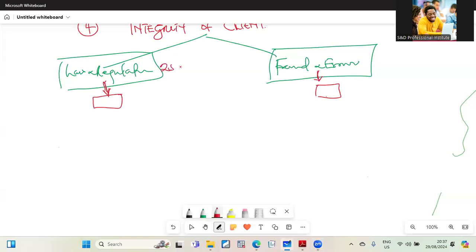This one is ISA 250. This one is ISA 240. The auditor is interested for these reasons. If you don't abide by the laws and regulations, it can affect going concern, and the auditor needs to comment on going concern.